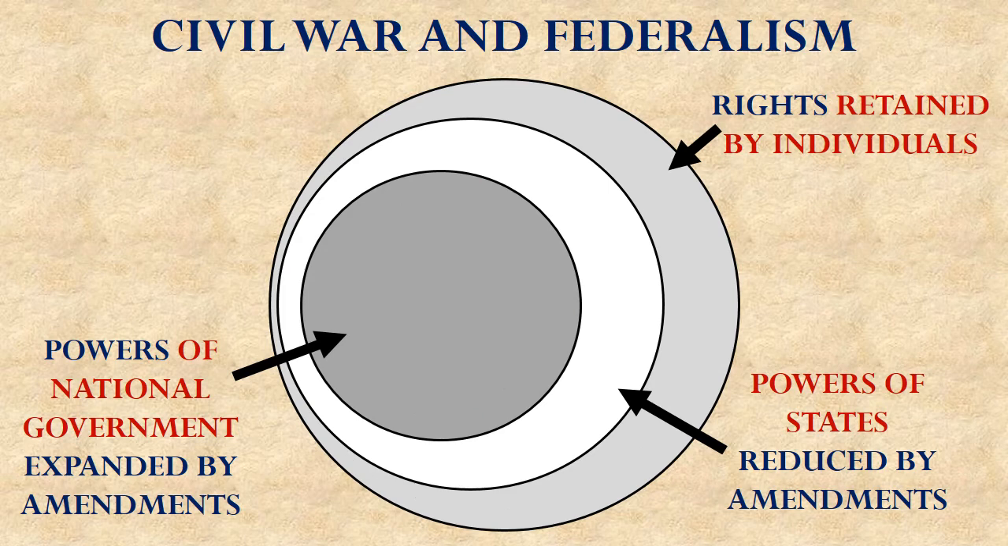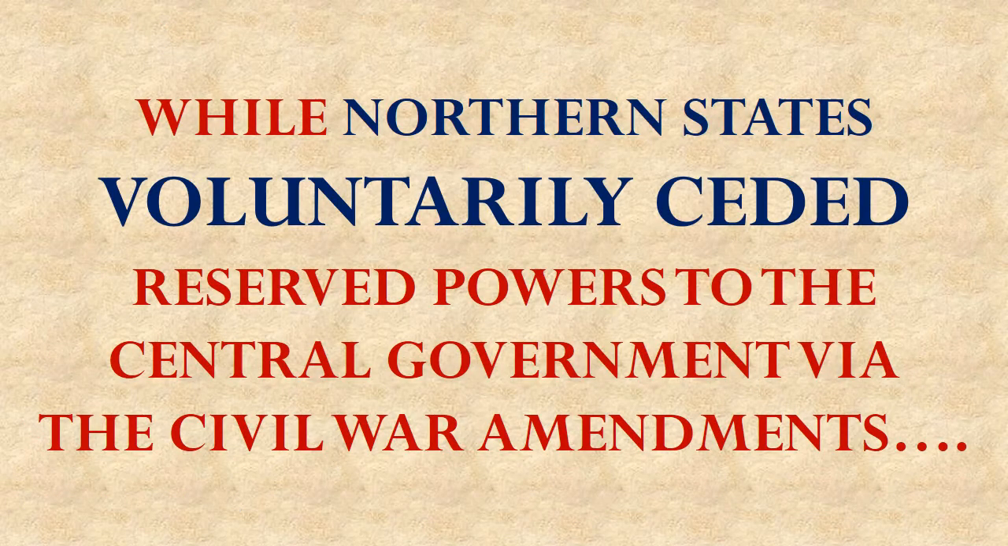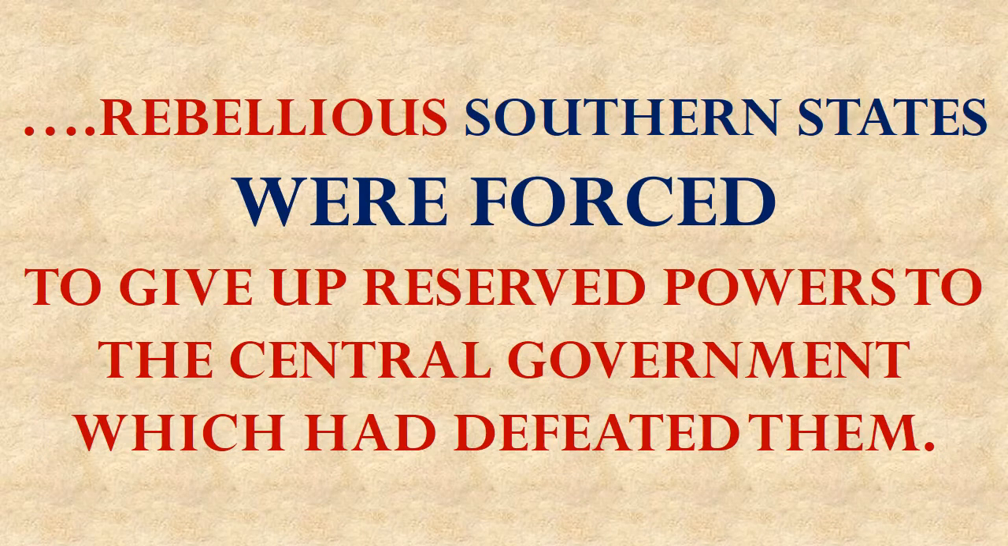So in the end, the Civil War results in a smaller amount of state power and a greater amount of national power, and arguably more individual rights also, particularly for the African Americans who had been freed and now had the opportunity for full-fledged citizenship with all the rights that go along with it. So the result of the Civil War was that the northern states voluntarily ceded power to the central government through the Civil War amendments, while the southern states were forced to give up power.